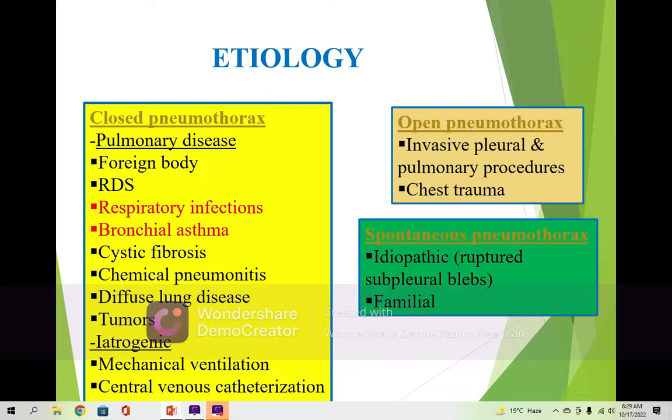Open pneumothorax is due to invasive pleural procedures which you are doing from outside the chest wall, chest trauma, or fracture of the ribs penetrating into the pulmonary parenchyma and making a communication. So this is the open type of pneumothorax. So we have spontaneous pneumothorax, closed pneumothorax, valvular pneumothorax, and open pneumothorax.